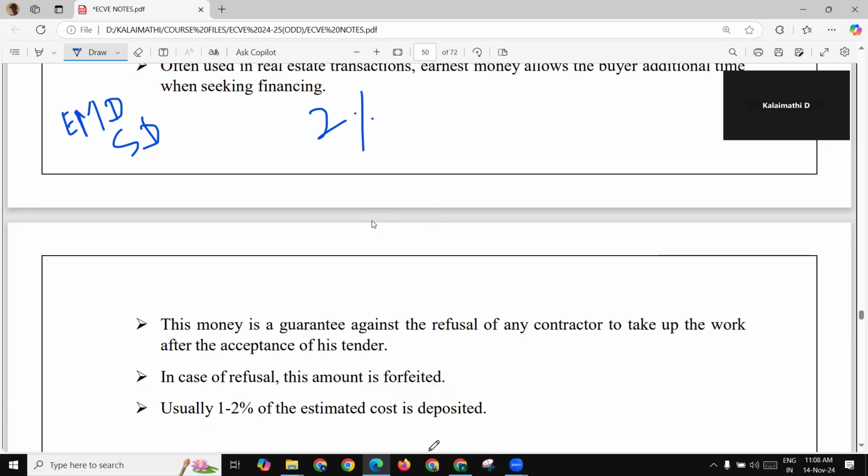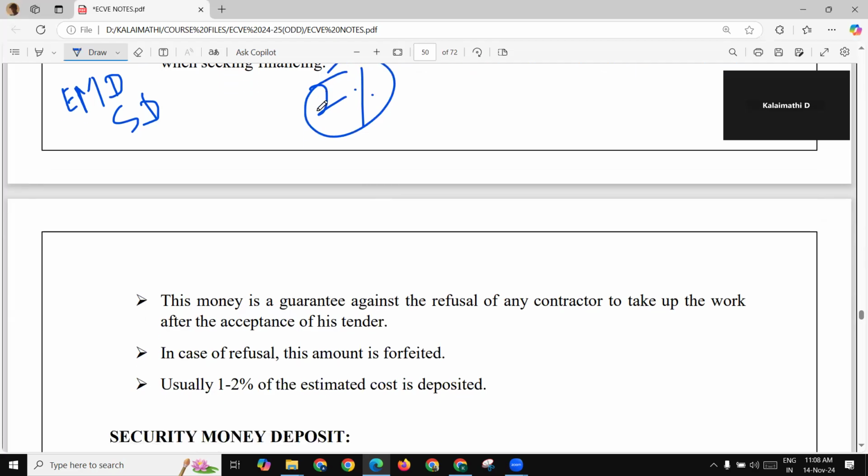Once the tender of the contractor is accepted by the client, the contractor has to deposit about 10% of the tender amount with the client. This amount is inclusive of the EMD already paid by him. This is called SD, that is security deposit. So in simple terms, EMD, that is earnest money deposit, is a guarantee against the refusal of any contractor to take up the work after the acceptance of the tender. It's usually 1 to 2%, and in general cases about 2% of the estimated cost.